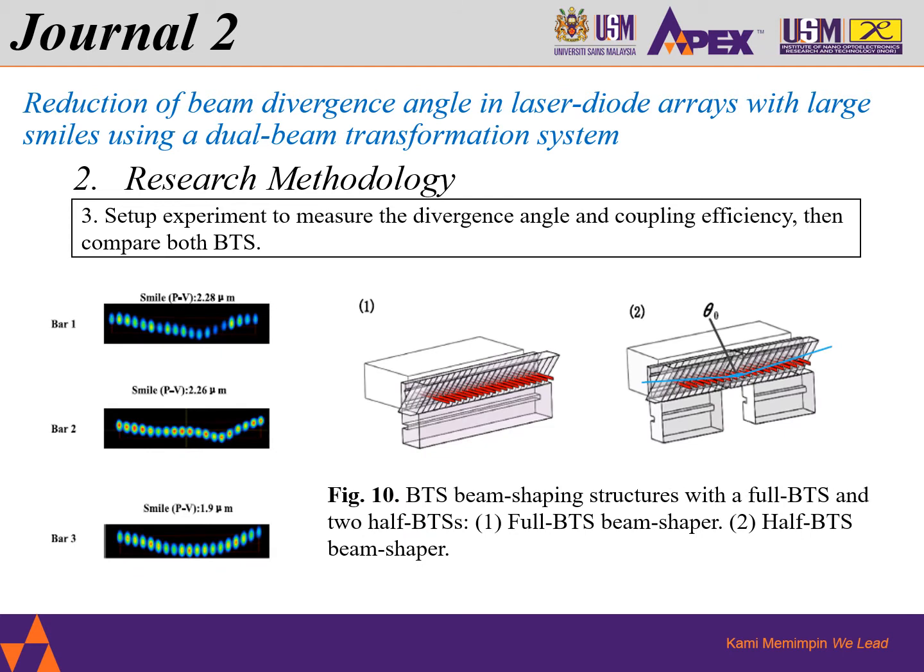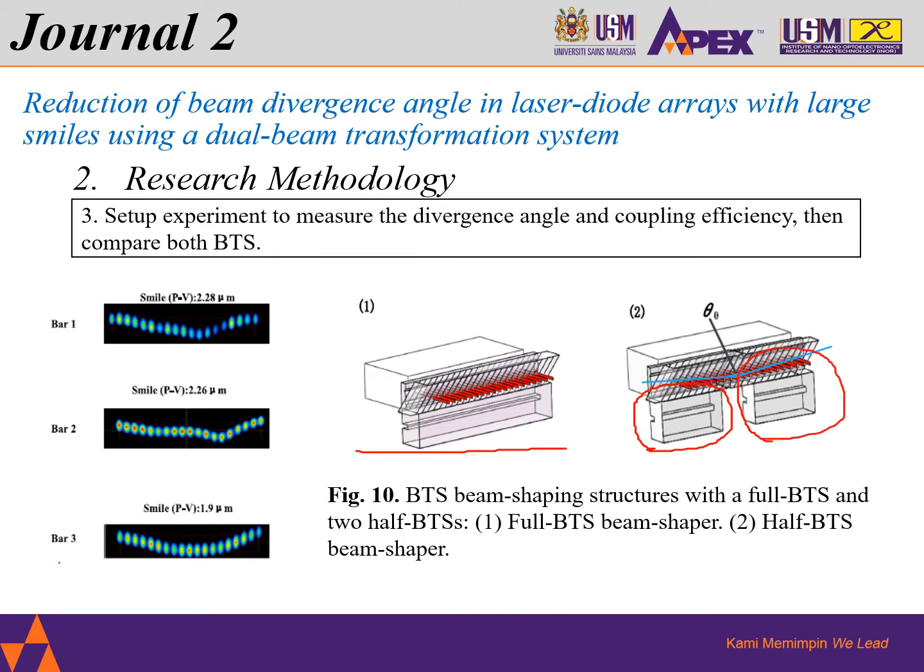Previously it was run by simulation. Then in this journal they also set up an experiment to actually measure the divergent angle and coupling efficiency, then compare both BTS. So you can see here, this is a full BTS beam shaper, and this one is divided into two, which we call the half BTS beam shaper.